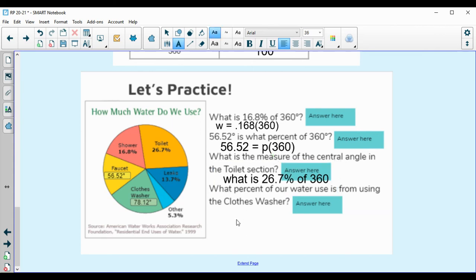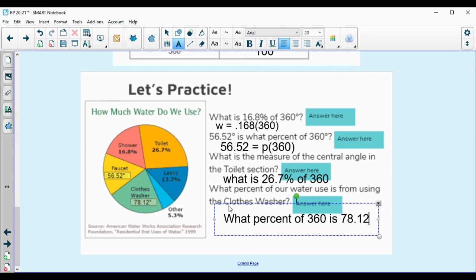Question 4. What percent of our water use is from using the clothes washer? So here I know that it's 78 and 12/100 degrees. So the question I have for myself in this would be, what percent of the circle is that? So in other words, I would say, what percent of 360 degrees is 78 and 12/100 degrees? From those, you'll write your percent equations and solve.